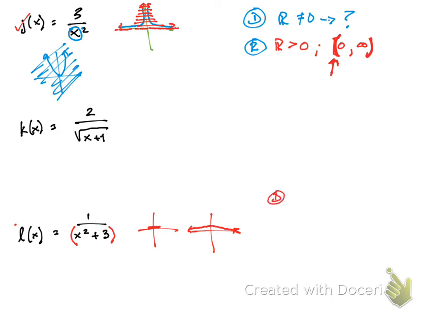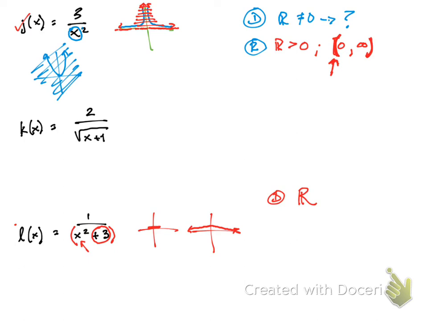Let's think about domain. What can go in for x without breaking any rules? Well, because I'm adding this plus 3 here, there's no way for my denominator to equal 0. It will never equal 0, which tells me that I can put anything in. My domain is all real numbers.